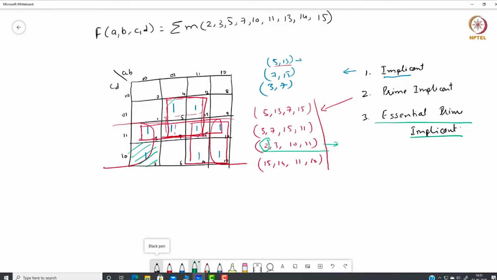Similarly, if I see this term, that means 5, this 5 appears only in this particular prime implicant, so that means this is also an essential prime implicant. Now let us see this one, 14. Because of 14, this particular prime implicant becomes an essential prime implicant.